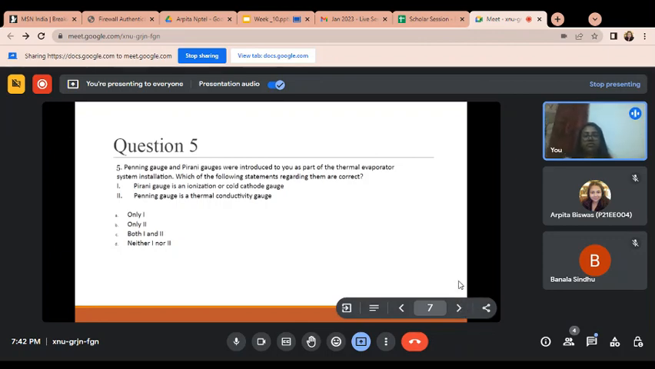Next, we are moving toward question number 5. Penning gauge and Pirani gauge were introduced to you as part of the thermal evaporation system installation. Which of the following statements regarding them are correct? The first option is Pirani gauge is an ionization or cold cathode gauge. The second option is Pirani gauge is a thermal conductivity gauge. Option A is only 1, option B is only 2, option C is both 1 and 2, and option D is neither 1 nor 2. So what is the right answer?